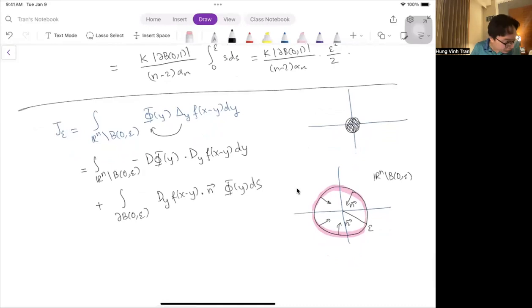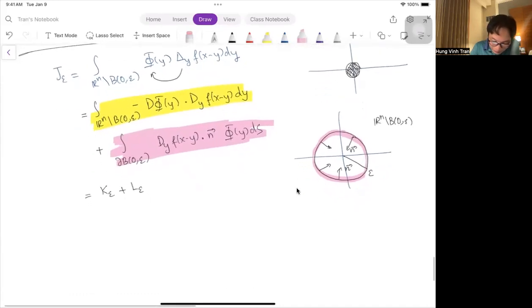So in a similar way, let me call this one equals to k epsilon plus l epsilon. K epsilon is this first term, and L epsilon is the second term. In a similar way, like what we just did before, you can see, actually even easier, that L epsilon is also vanishing. It's similar because dy of f is bounded.